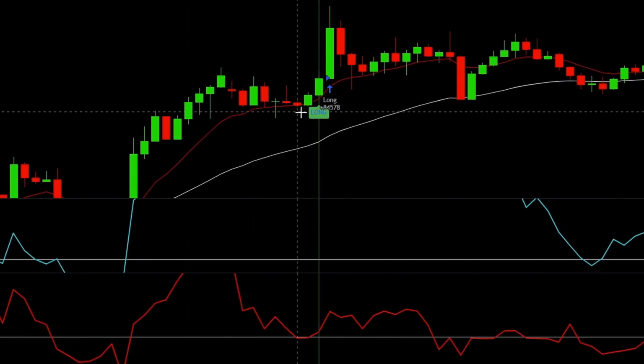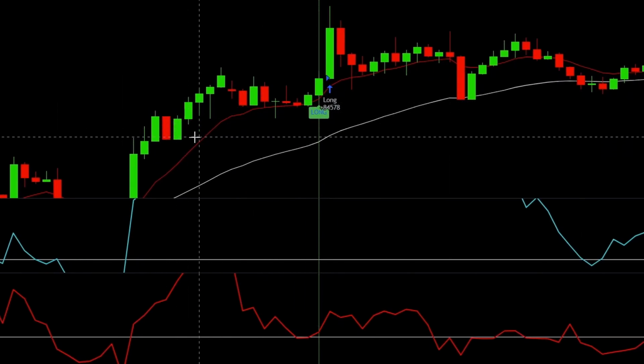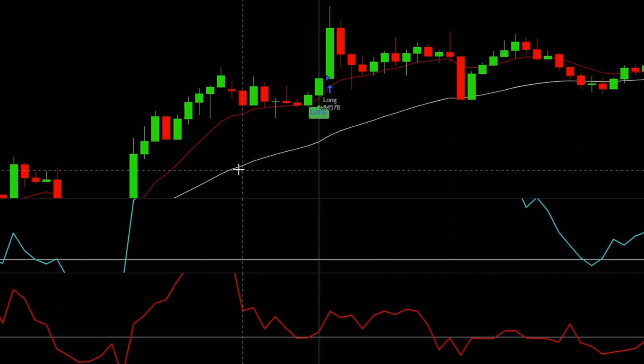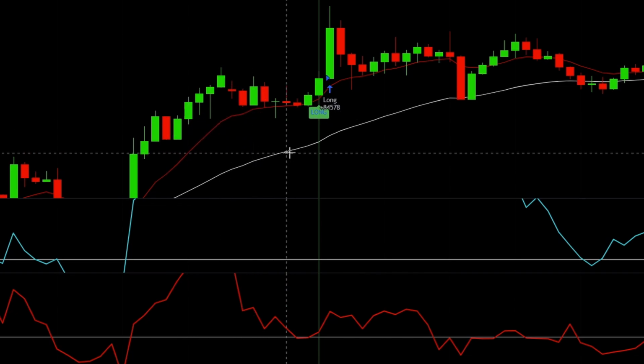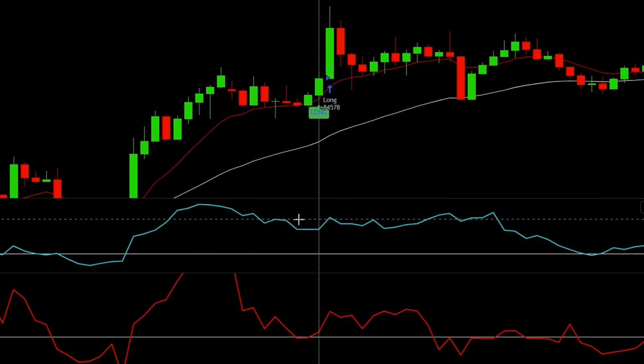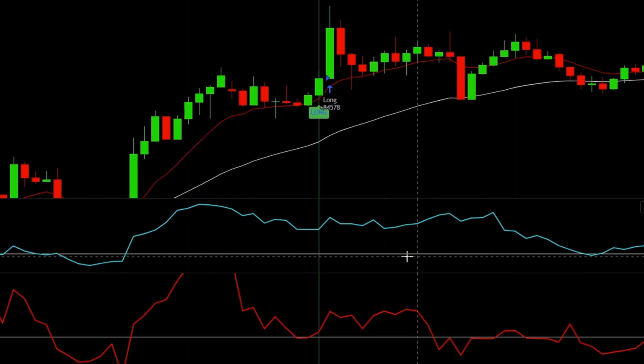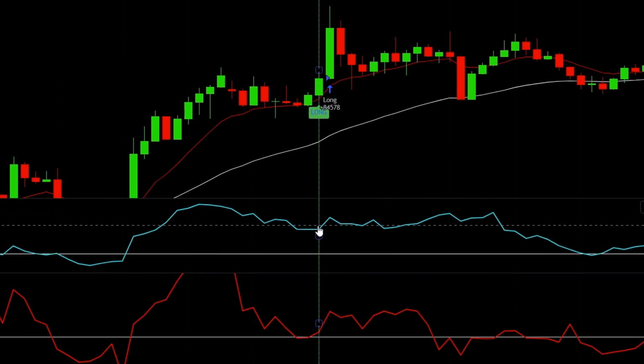And here we have a valid long entry signal. For a valid long entry, the fast moving EMA, which is the 10 length, needs to be above the slow moving EMA, which is the 34 length. Then for our slow moving momentum indicator, which has the 34 length, it needs to be above the 0 level. This indicates that the trend is bullish.